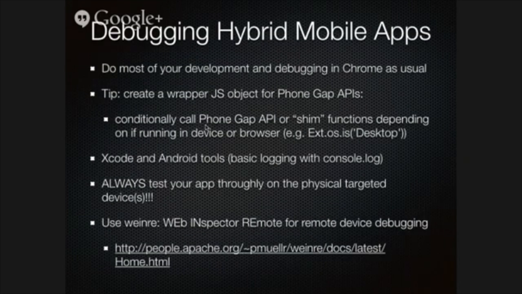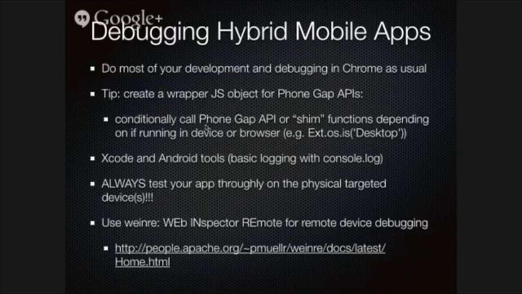Since it still is an HTML5 app, you're really going to do all your initial development and debugging inside of a browser. In this case, we use Chrome. So you're going to do most of your testing and layouts in the browser initially. I gave you that tip already about wrapping up the PhoneGap API in some sort of shim object, or wrapper object, that provides you direct access to the PhoneGap API, or just a shim if you're running on a desktop versus a mobile device, and that allows you to do the debugging better inside of the browser.